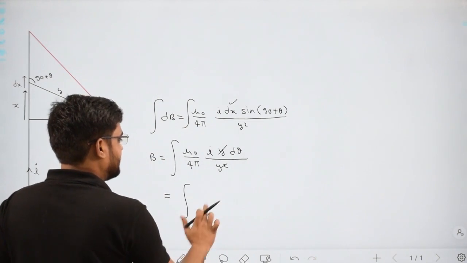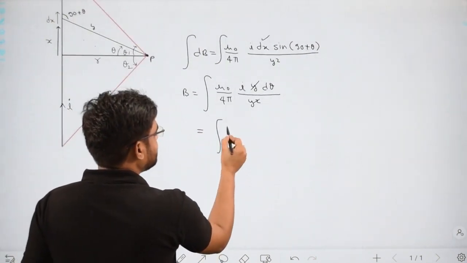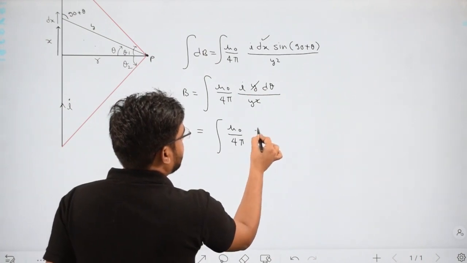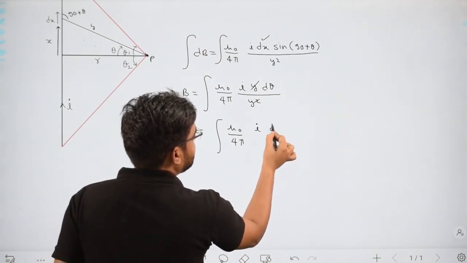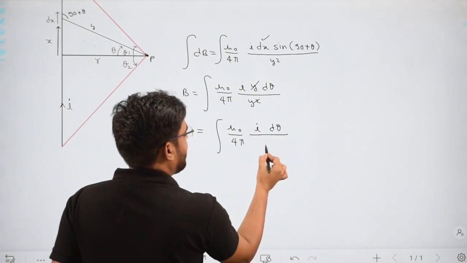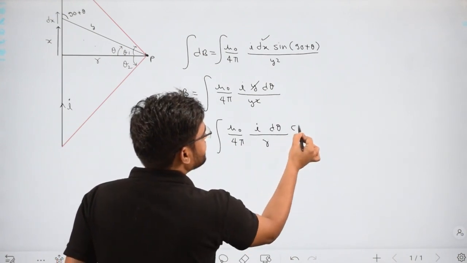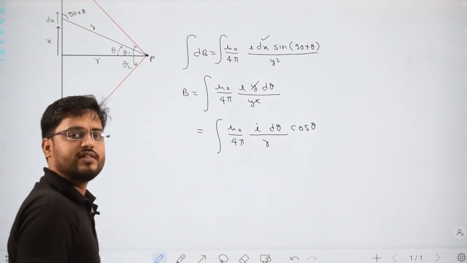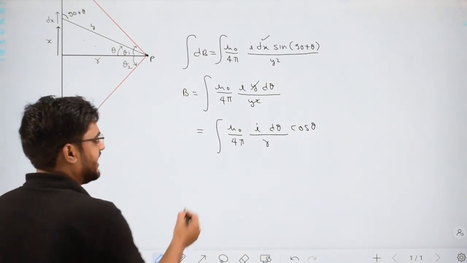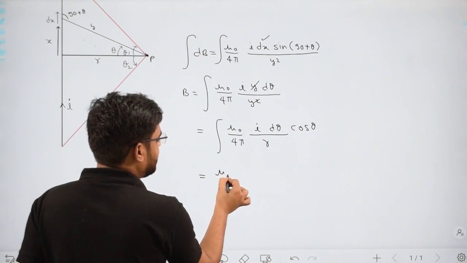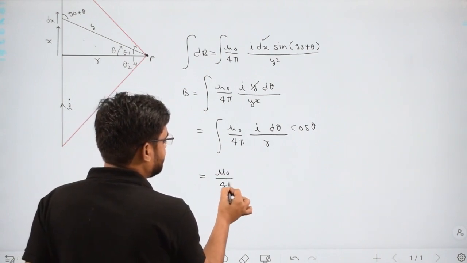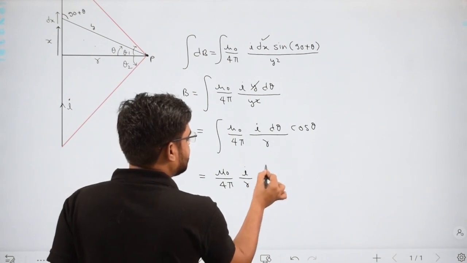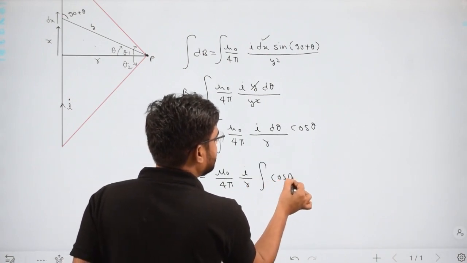It's the integration of mu naught upon 4 pi, I d theta upon y. y is nothing but r by cos theta, so cos theta goes over here. And now that's my expression. All the things are constant except theta, right? So now the constants will come out. They will remain as they are in the process of integration. So mu naught upon 4 pi I by r, and it is the integration of cos theta d theta.